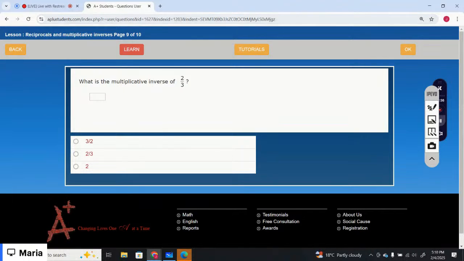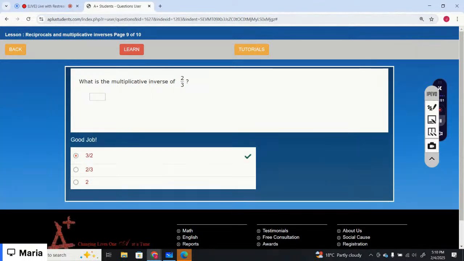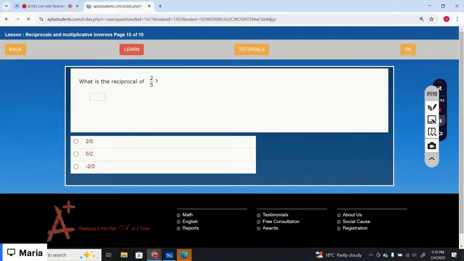What is the multiplicative inverse of 2 over 3? That is 3 by 2. Option number 1 is the correct option. Okay, you can complete the lesson by yourself every day. We are left with just one question. What is the reciprocal of 2 over 5? That is 5 over 2. Option number 2 is the correct option.